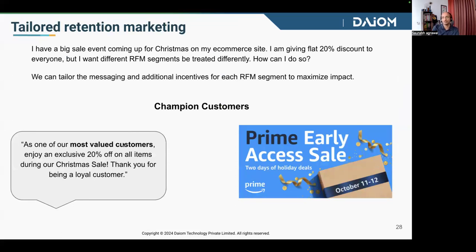So I mentioned Flipkart. इसमें हमने जो example डाला. So in this case, it's: as one of our most valued customers, enjoy 20% off on all items, and thank you for being a loyal customer. अब उसमें segment का नाम लिखने की जरूरत नहीं है. Thank you for being a dormant customer, sleeping customer. मतलब it's more of acknowledging this one. Okay, but the whole idea is messaging is a big thing.